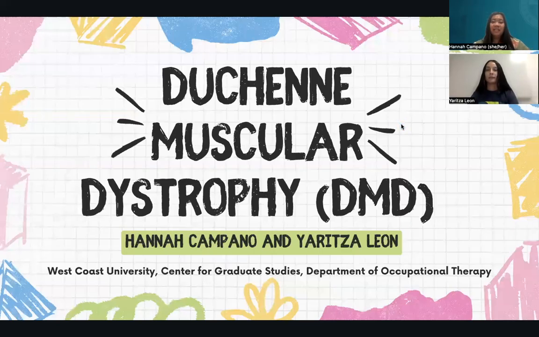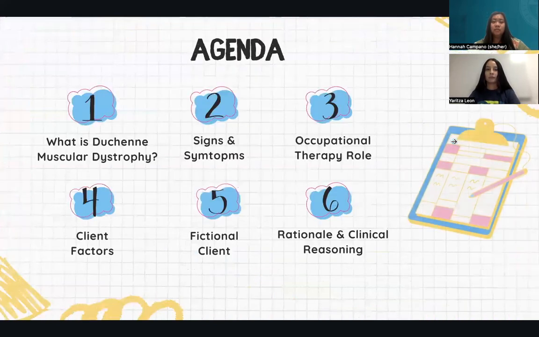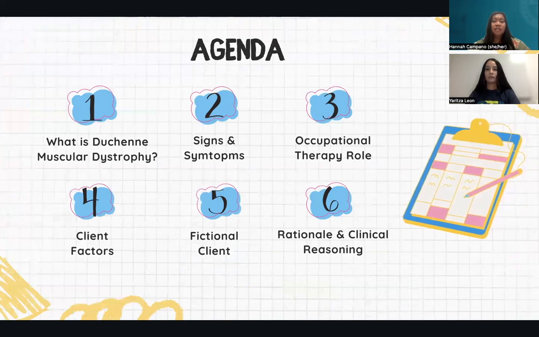Hi, so I'm Hannah, and me and my partner Yari will be going over Duchenne's muscular dystrophy, also known as DMD. And this is our agenda. What is DMD? The signs and symptoms, occupational therapy role, our client factors, our fictional client, as well as our rationale and clinical reasoning behind our intervention.